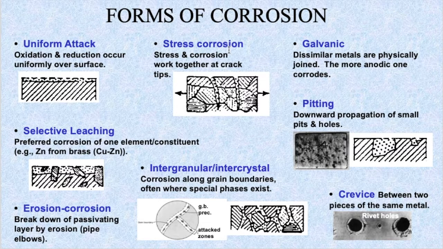A stress corrosion, if you remember, I mentioned this to you guys before: if you bend a piece of metal, at that place where the metal is bent, that place is regarded as high energy because it has a combination of tensile forces and compressive forces. So the high energy makes it susceptible to corrosion. That would be the typical stress corrosion form.